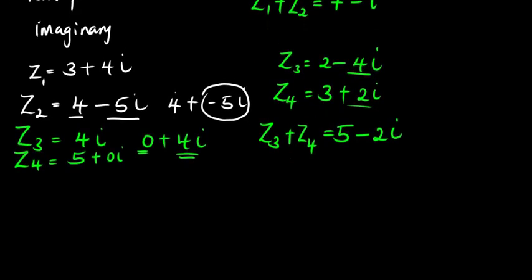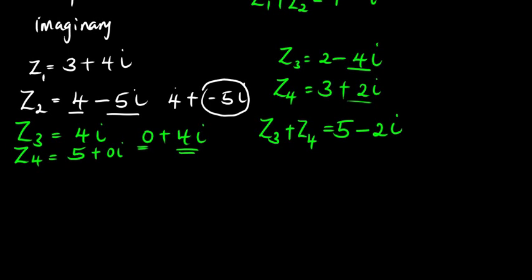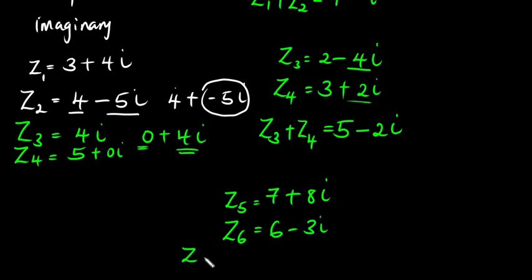Okay, let's have one or two examples of how we can subtract complex numbers. It's not different from addition, so you can try to work it out by yourself. Let's say we have another one, Z5 is equal to 7 plus 8i, and then Z6 is 6 minus 3i. So go ahead and try to work out Z6 minus Z5. So what will be the value of Z6 minus Z5?